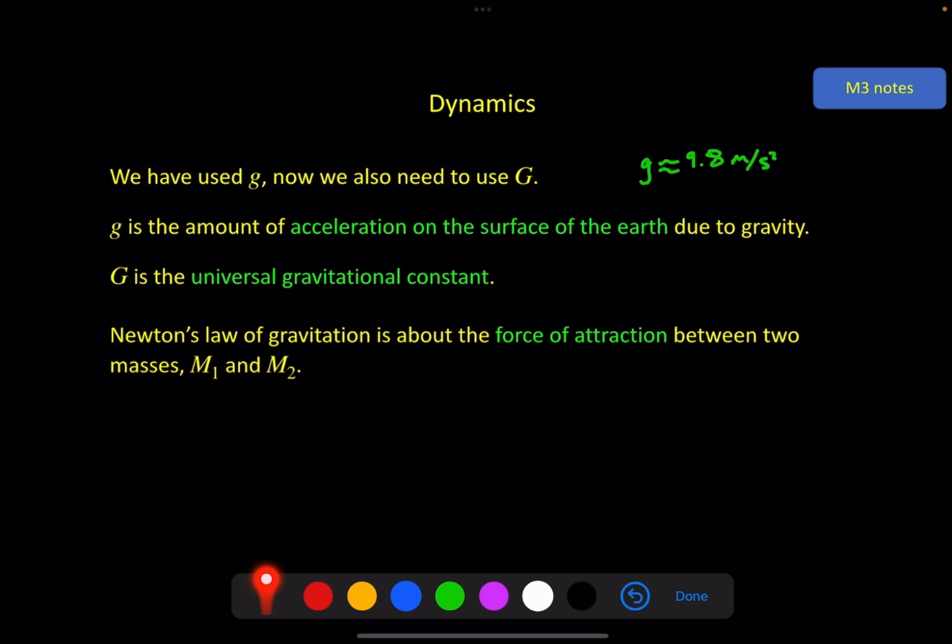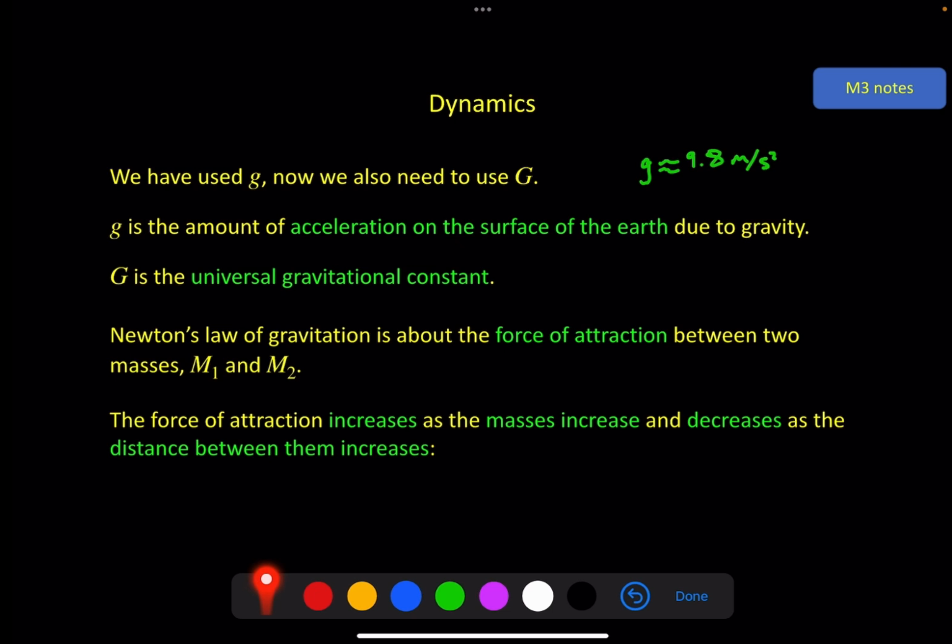Newton's law of gravitation is about the force of attraction between two masses, m1 and m2. And what Newton found was that as the masses involved increase, then the force of attraction between them also increases. And as the distance between them increases, as they get further away from each other, the force of attraction decreases. So the statement of proportionality is this: the force of attraction due to gravity is proportional to the product of the two masses divided by the square of the distance between them.